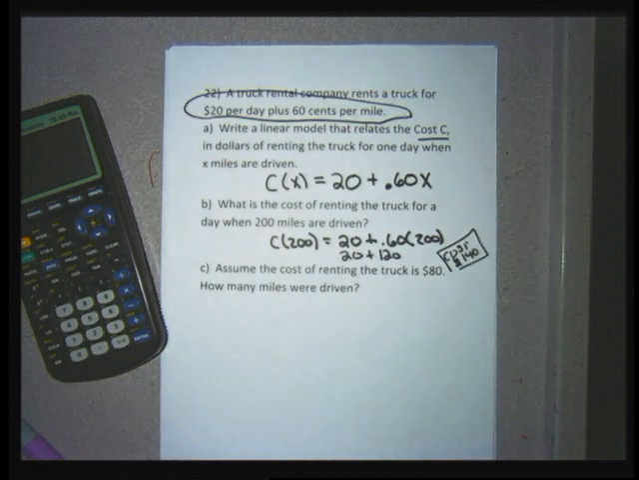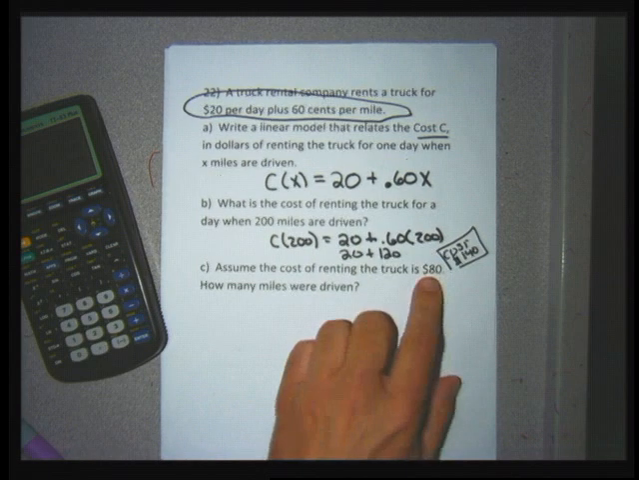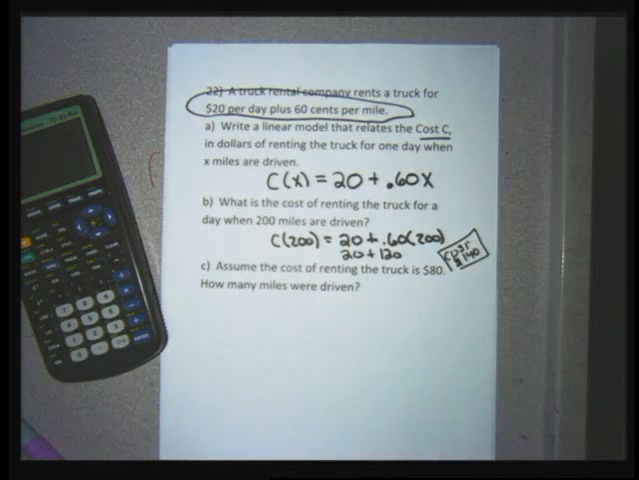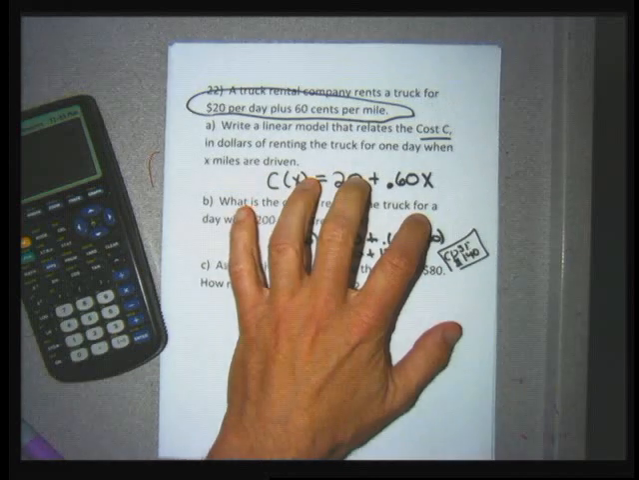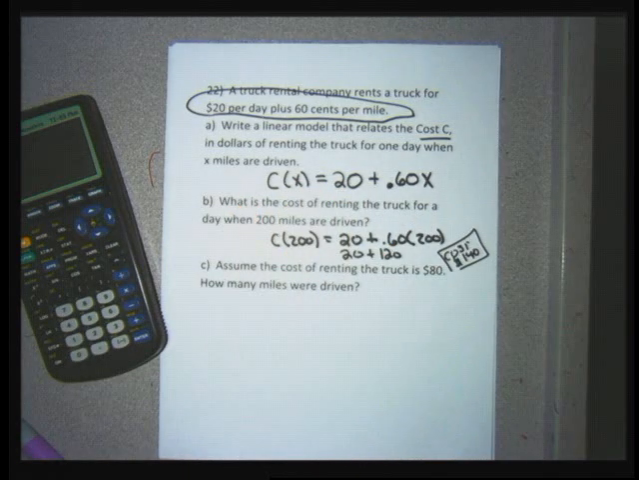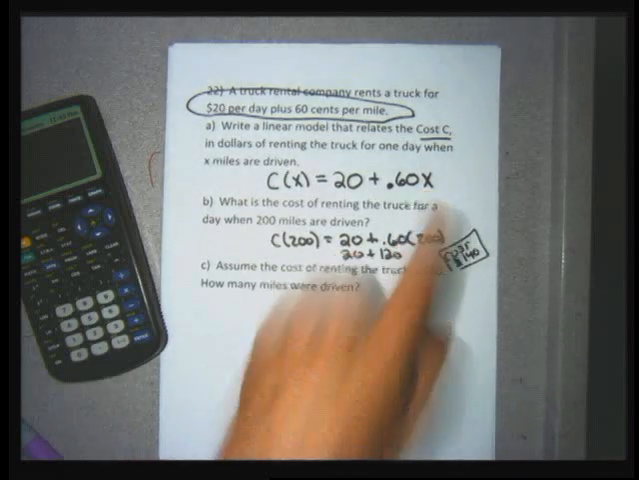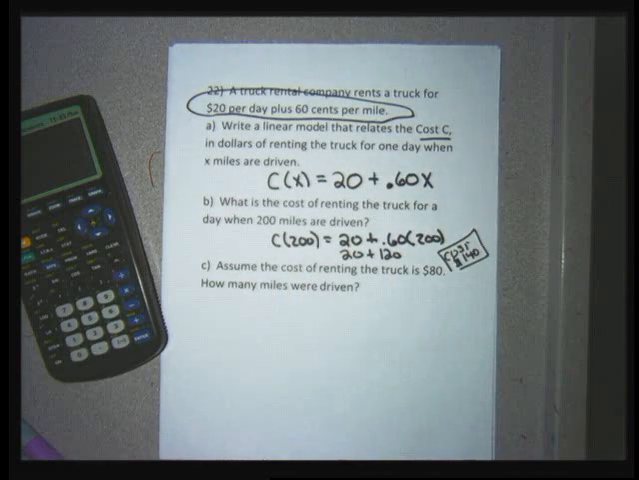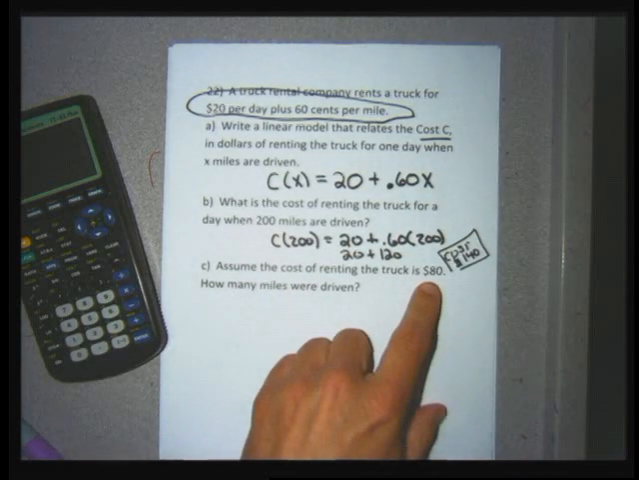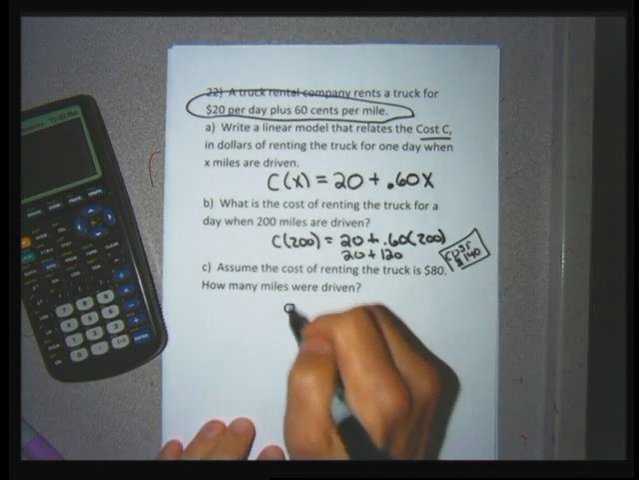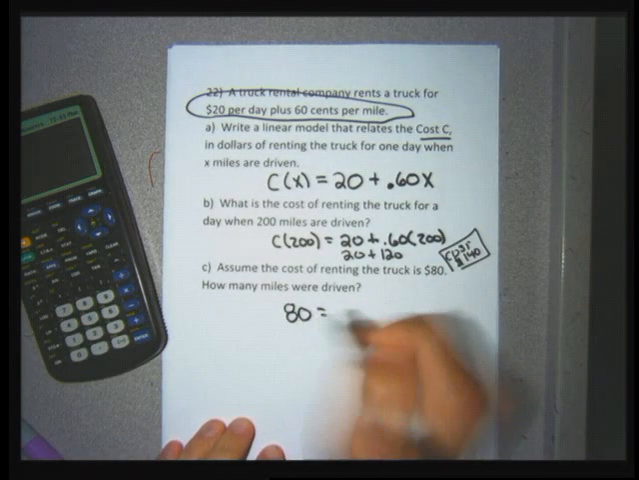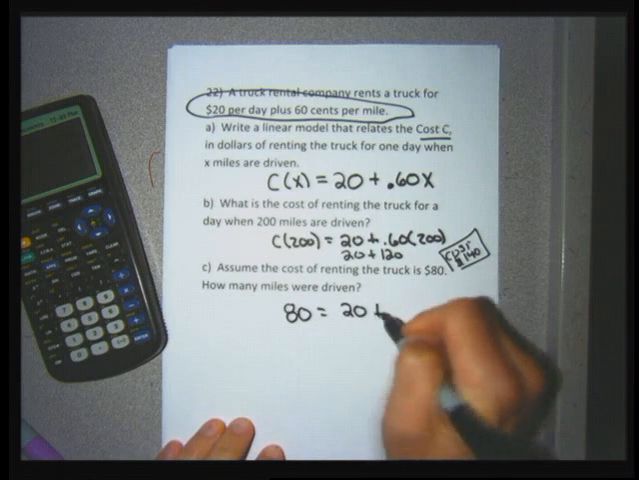And then part C, assume I had to pay $80. How far did I drive? Well, that $80 needs to be involved in my algebra. I'm going to use this equation to get the answer, and the 80 stands for the cost, and I'm trying to solve for the number of miles. If I put the 80 in for X, that would give me the cost if 80 miles were driven, but it's not 80 miles, it's $80. What I'm going to do in part C is replace the cost with $80 and solve for the miles that gave me that cost.